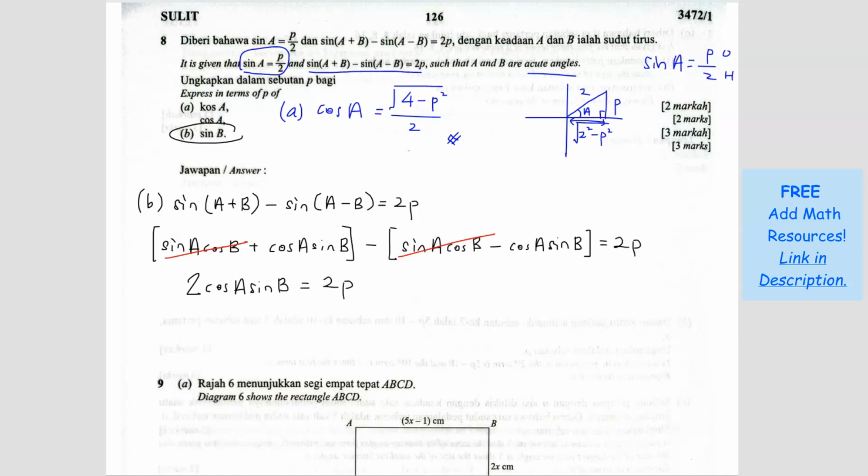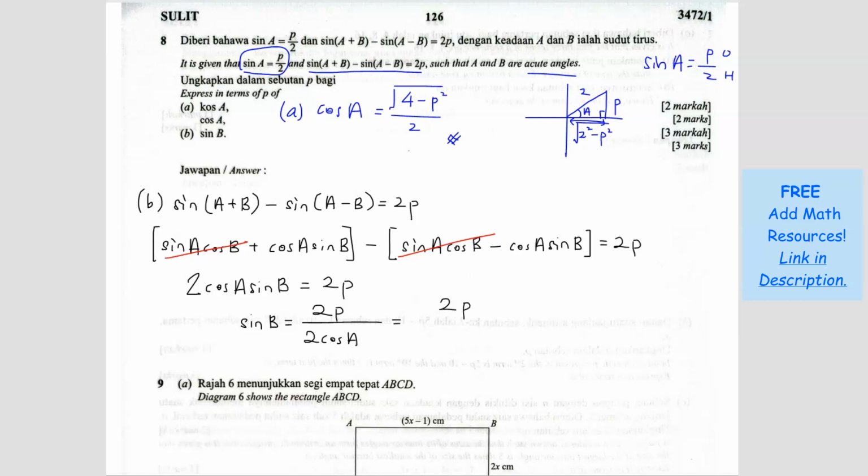So we're looking for sine B, right? So we have to shift the 2 cos A to the other side. So we have sine B equals 2P over 2 cos A. For cos A, we actually already have the answer from question A, so we can substitute. I'm not going to cancel the 2 and 2 yet, because I can simplify with the cos A.